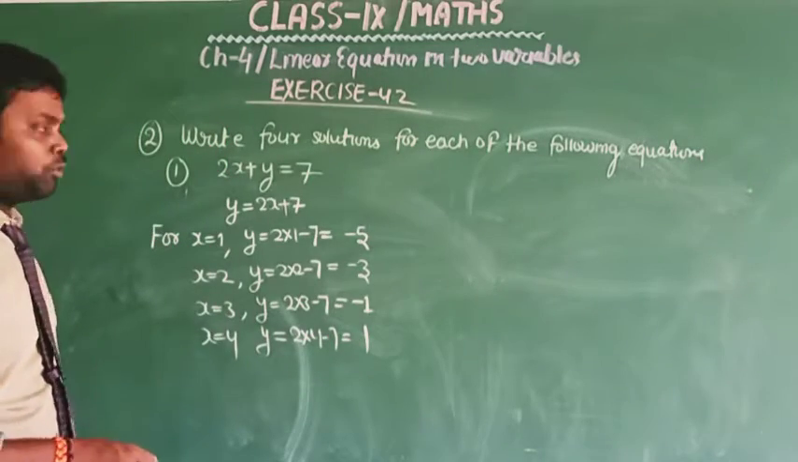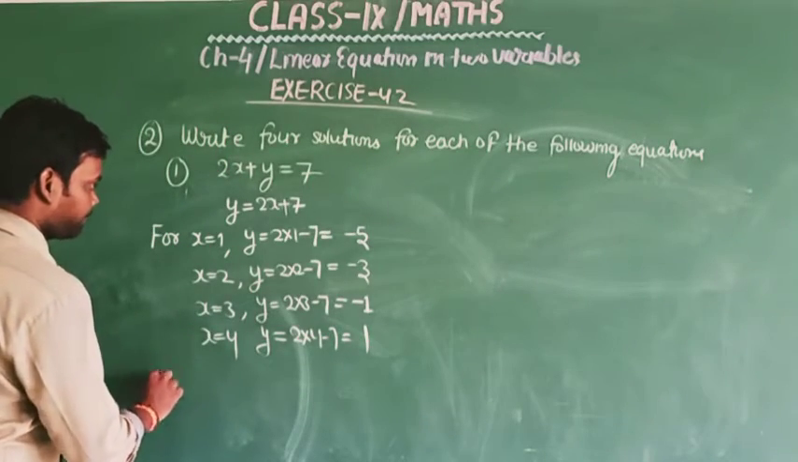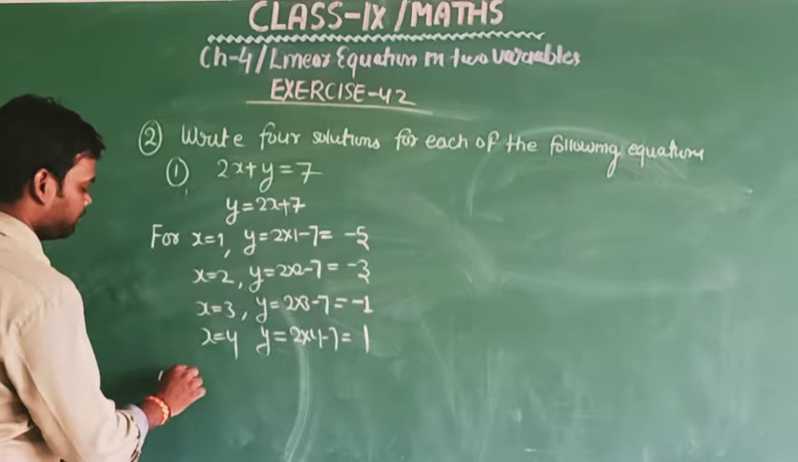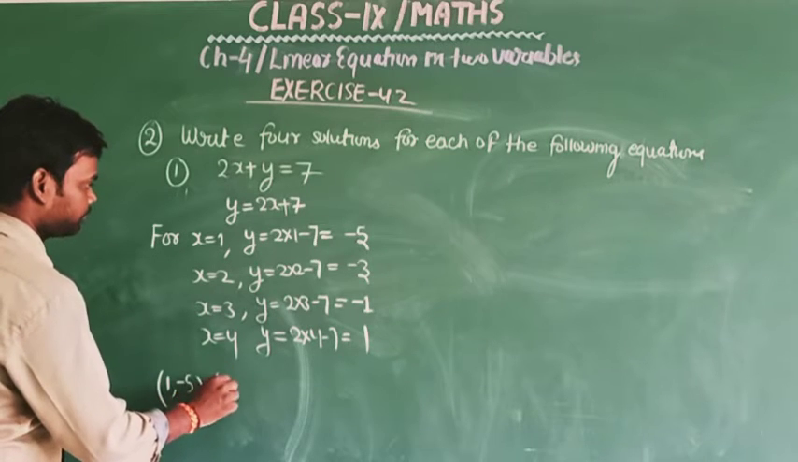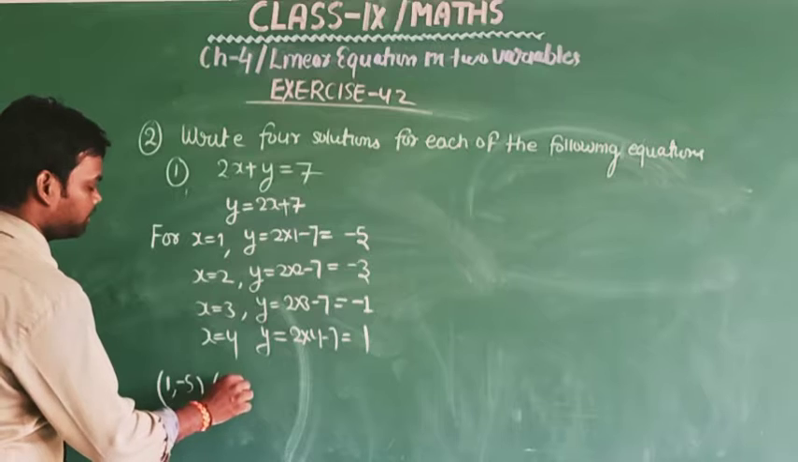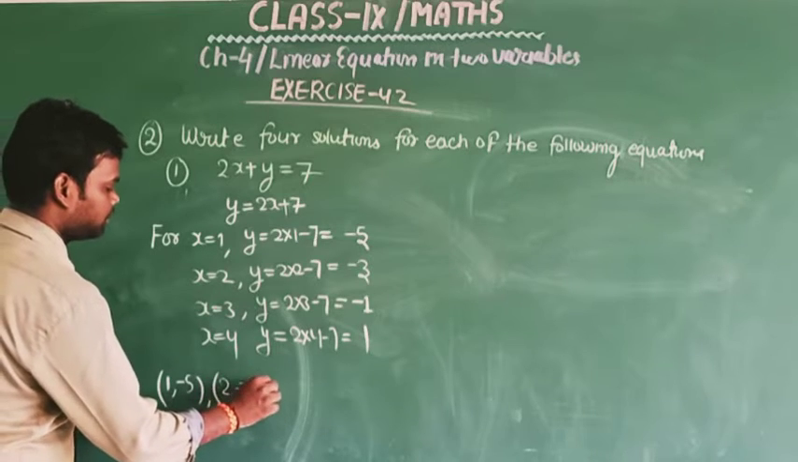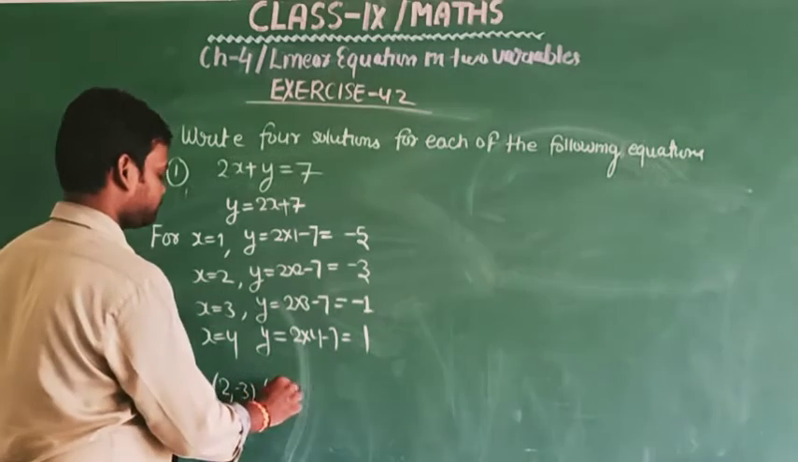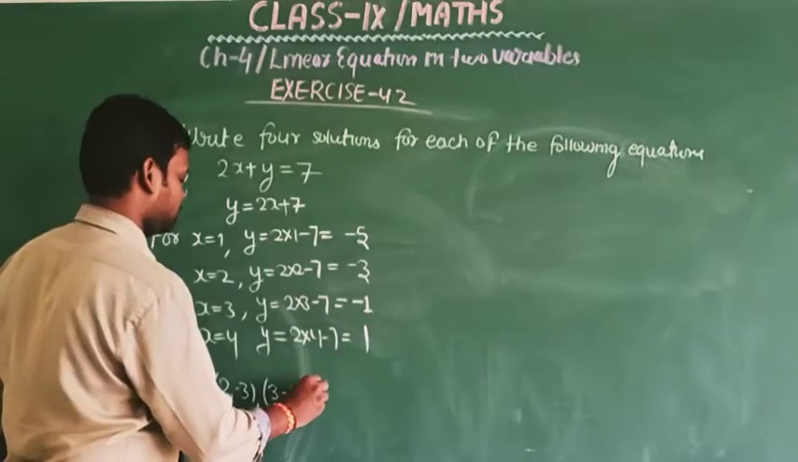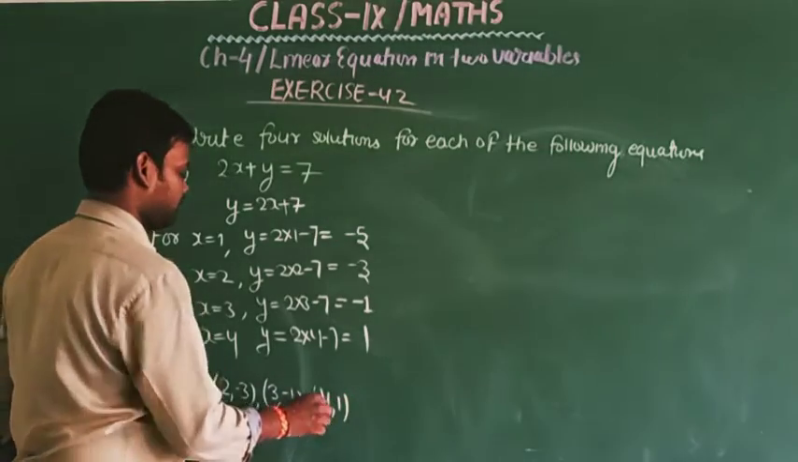Thus the required four solutions are 1 comma minus 5, 2 comma minus 3, 3 comma minus 1, 4 comma 1.